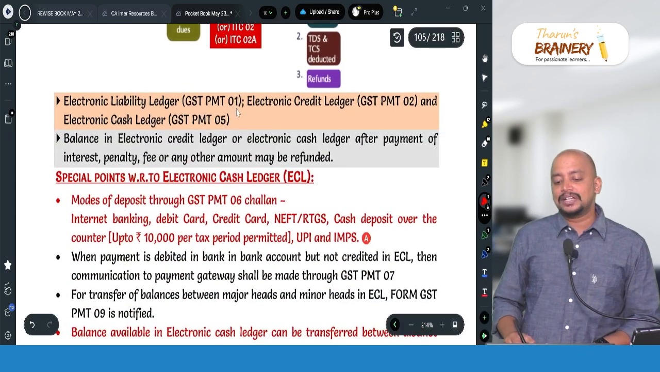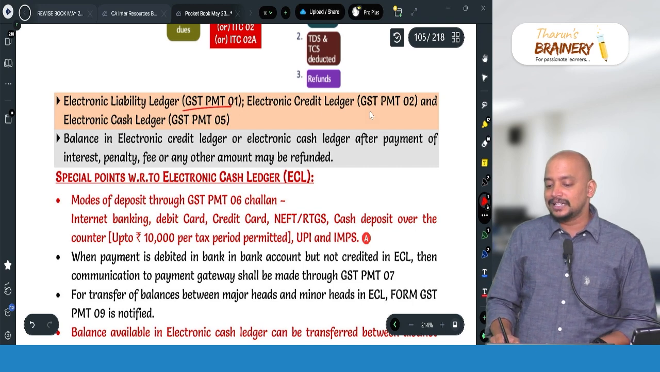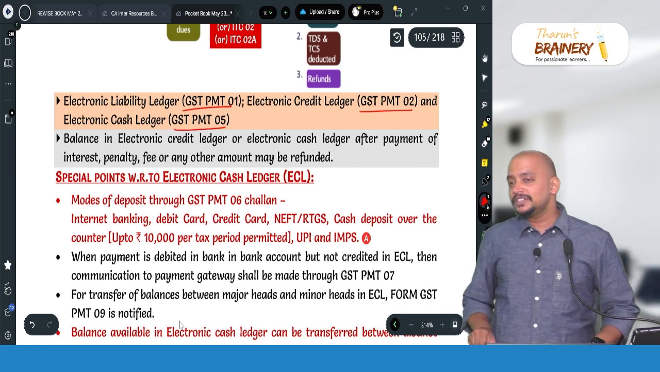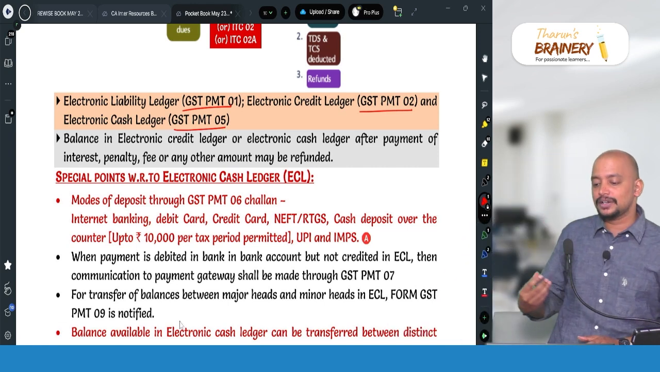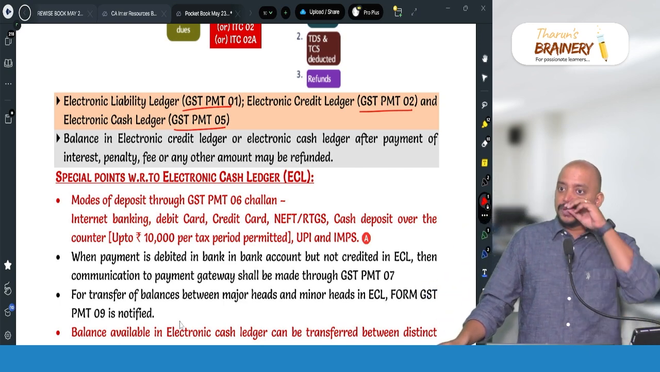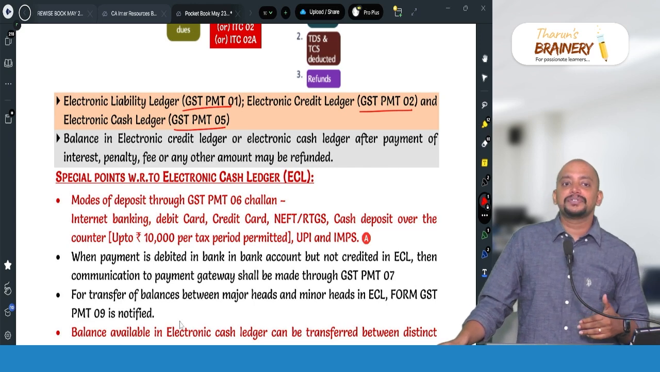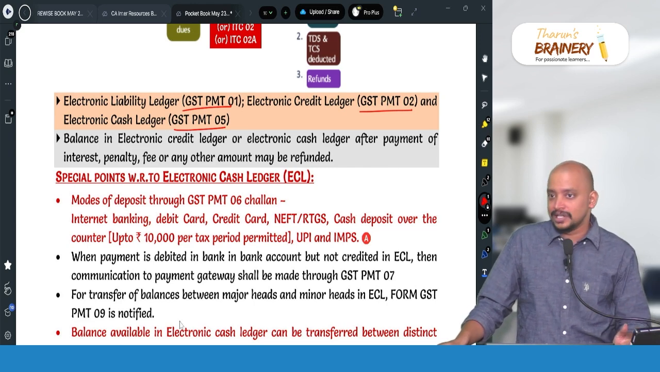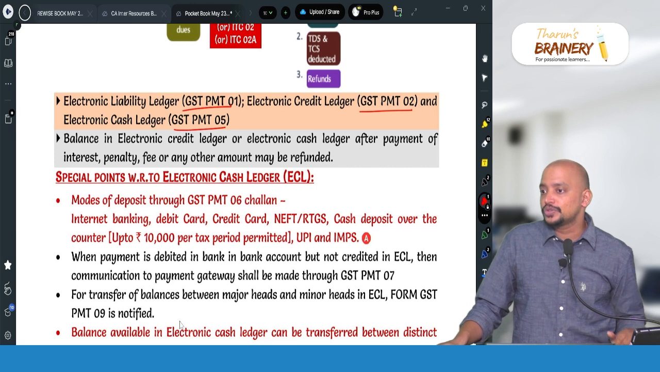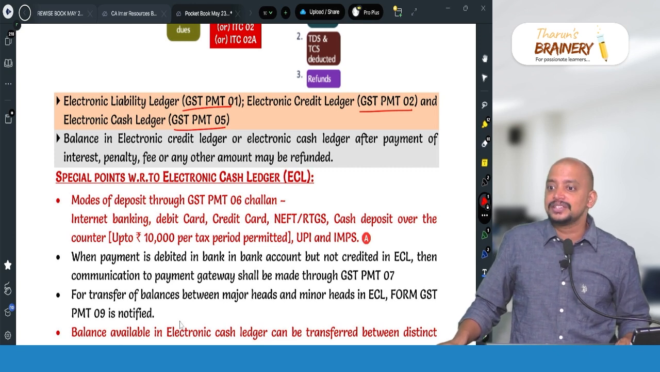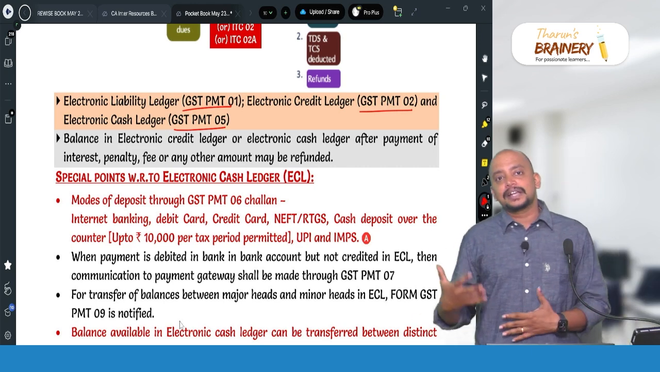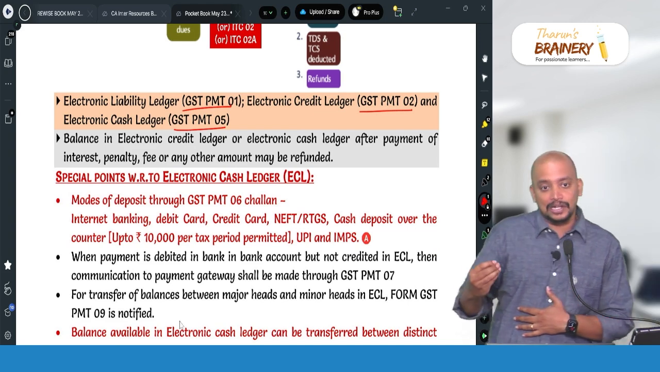So electronic liability ledger is in PMT 1 and credit ledger is in PMT 2 and cash ledger is in PMT 5. And whatever balance that is there in the electronic credit ledger or cash ledger, after payment of interest, penalty, fee or any other amount can be refunded. But there is no restriction with respect to refund of balance in the cash ledger. But the refund of balance in the credit ledger is possible only in two cases. What are those two cases? Inverted tax structure and zero rated supplies, only in those two cases. What is the meaning of inverted tax structure? The tax rate on outward supply is less than the tax rate on inward supply.